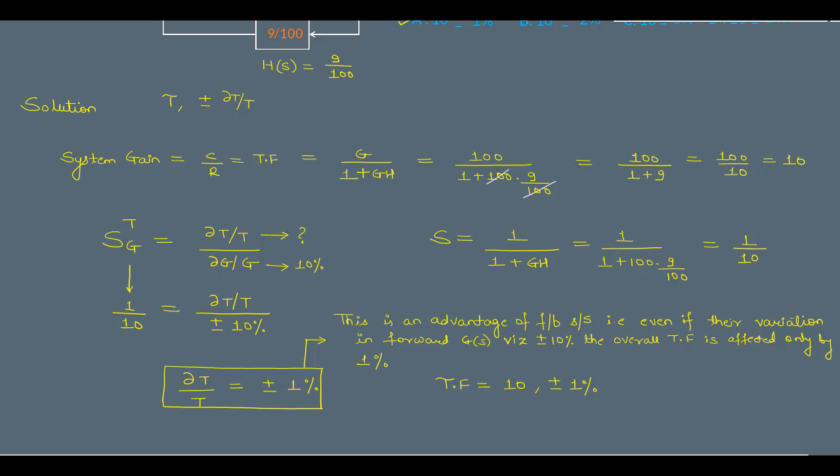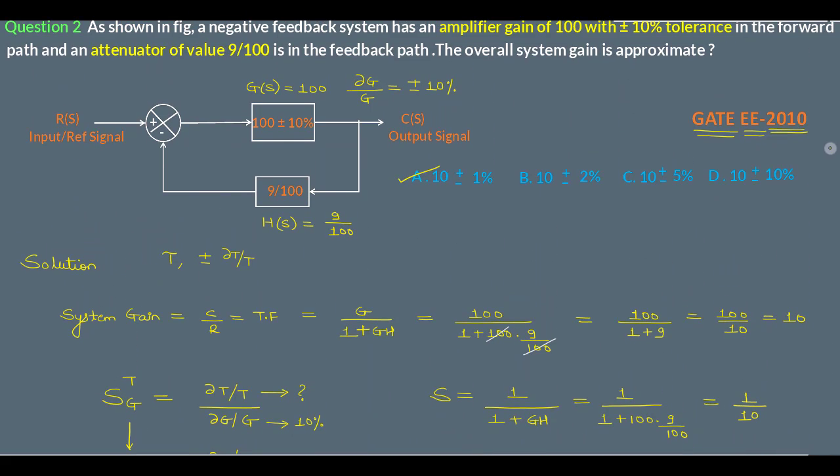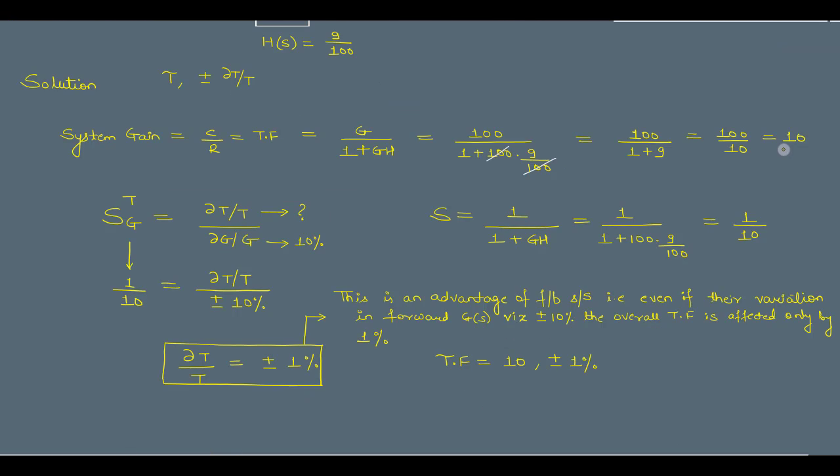Also, we can say earlier the gain of the forward path system G of S was 100, but the gain of the transfer function later became 10. So you can say whenever you apply a feedback, gain value is decreased. So with this simple analysis, let us go to question number 3.